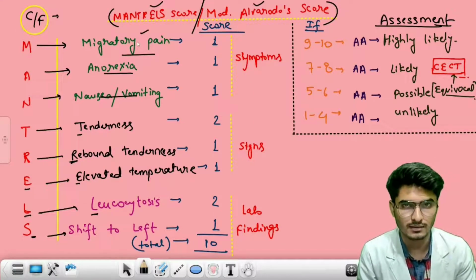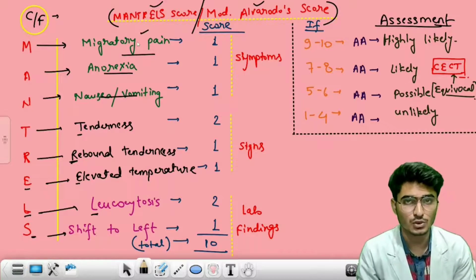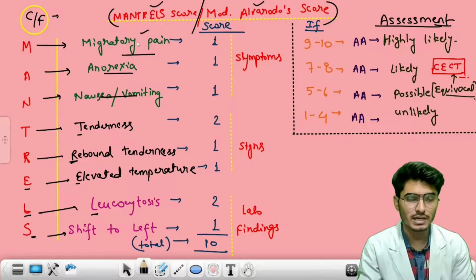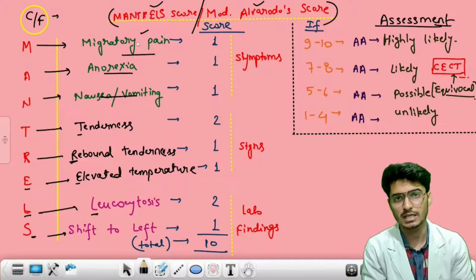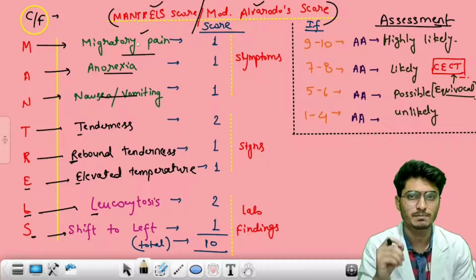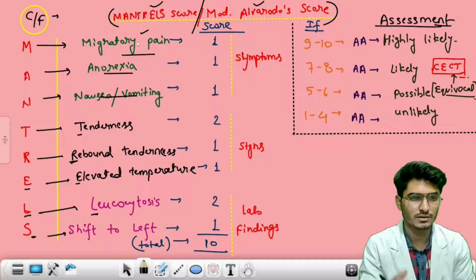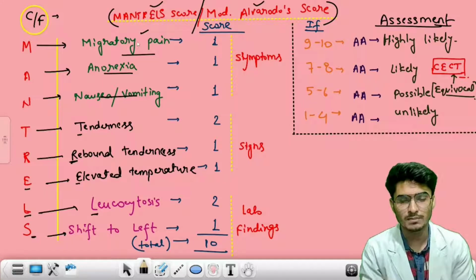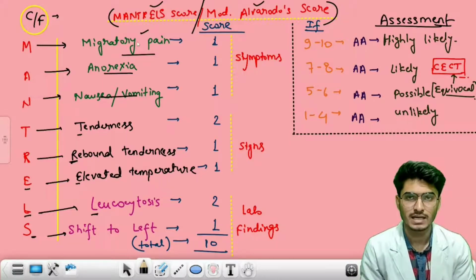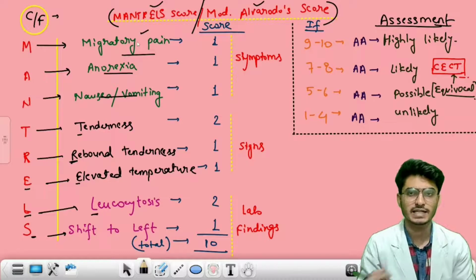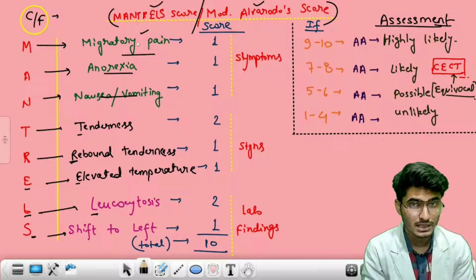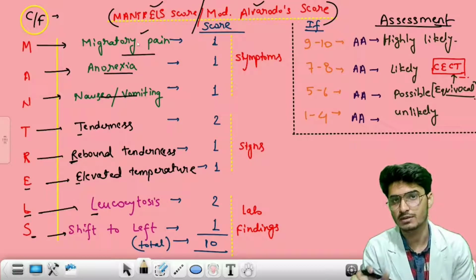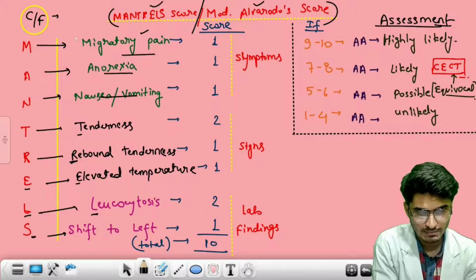So what is migratory pain? Initially, the appendicitis causes periumbilical pain, since the appendix develops from the midgut, and the dermatome for the midgut is the periumbilical region. Subsequently, within 4 to 6 hours, the inflammatory fluid collects around the peritoneum, causing irritation of the parietal peritoneum, and the pain occurs at the right iliac fossa. So the pain migrates from the periumbilical region to the right iliac fossa, more precisely the McBurney's point. That is the migrated pain.